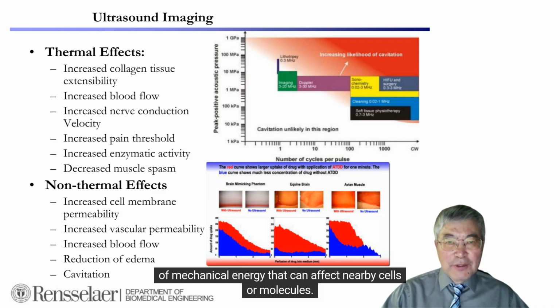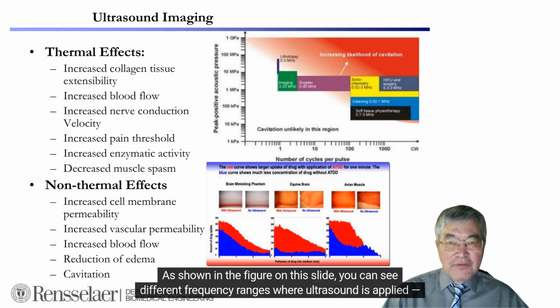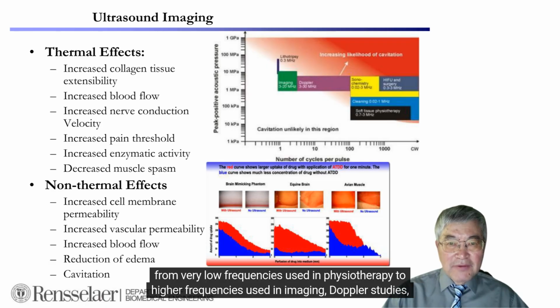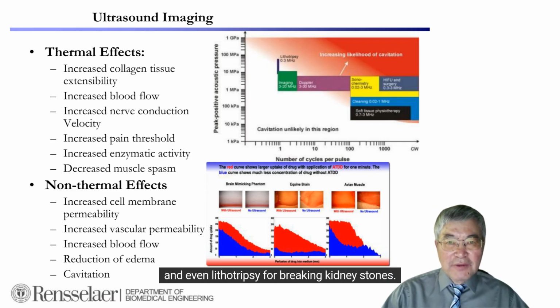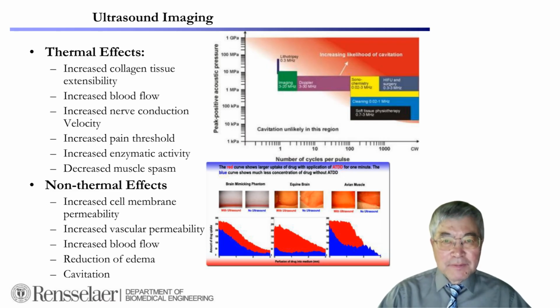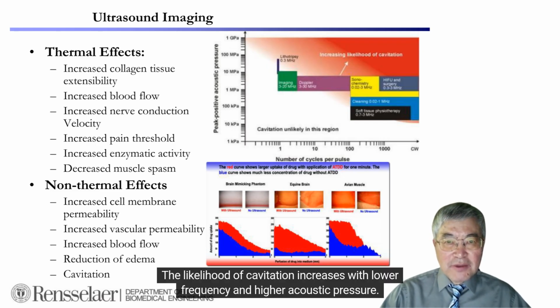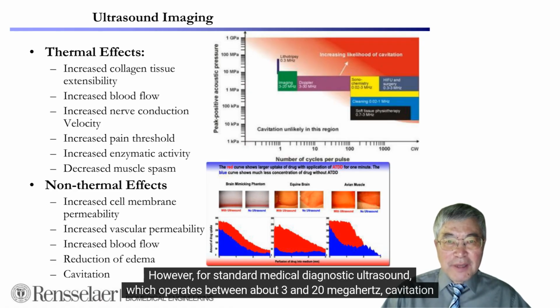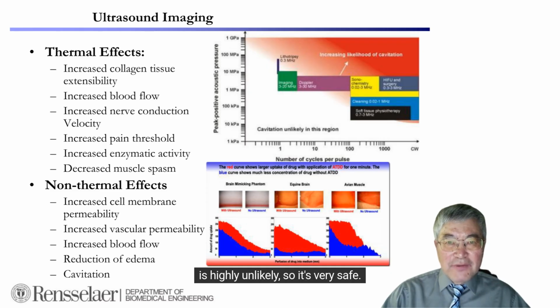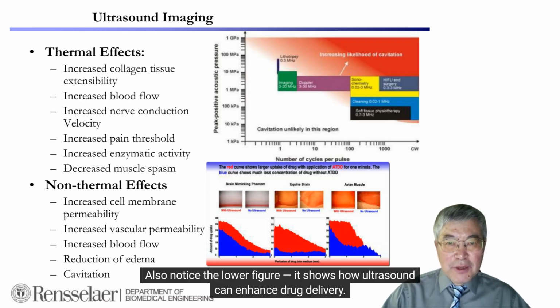As shown in the figure on this slide, you can see different frequency ranges where ultrasound is applied, from very low frequencies used in physiotherapy to higher frequencies used in imaging, Doppler studies, and even lithotripsy for breaking kidney stones. The likelihood of cavitation increases with lower frequency and higher acoustic pressure. However, for standard medical diagnostic ultrasound, which operates between about 3 and 20 MHz, cavitation is highly unlikely, so it's very safe.